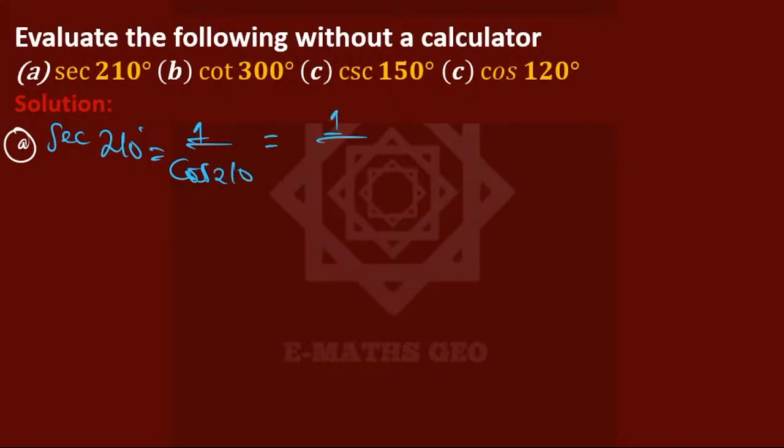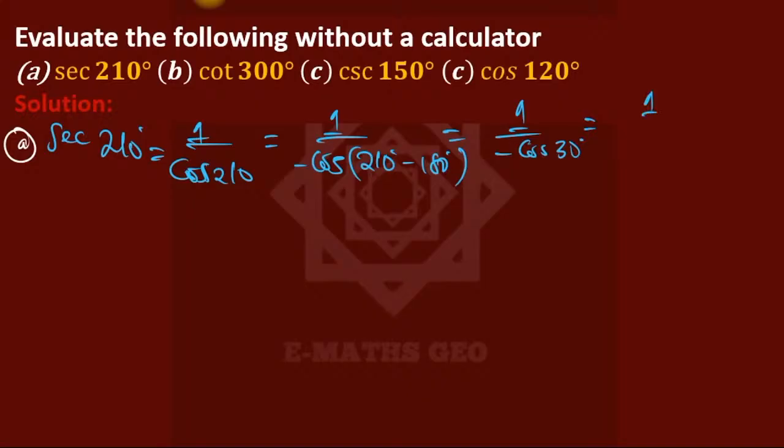And the 210 is in which quadrant? Third quadrant. And we normally subtract 180 from the given angle. So 210 minus 180. And it's only tan and cot that are positive. So cos is now minus cos. So now I have 1 over minus cos. 210 minus 180 is 30. So it's now 1 over minus cos 30.